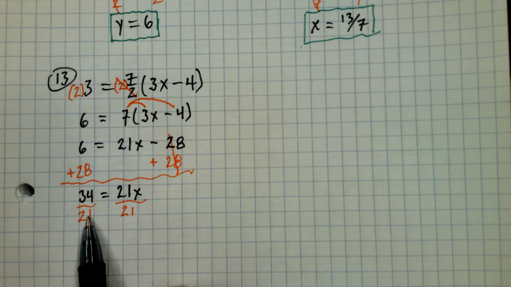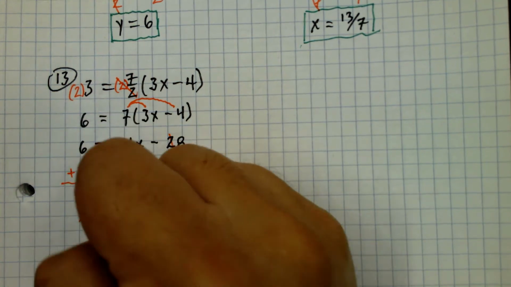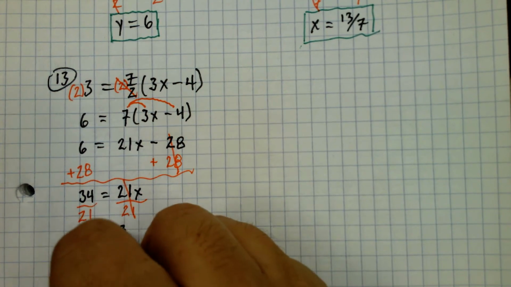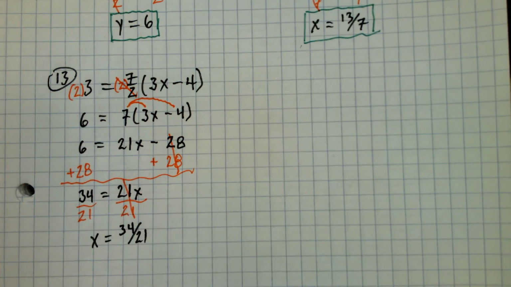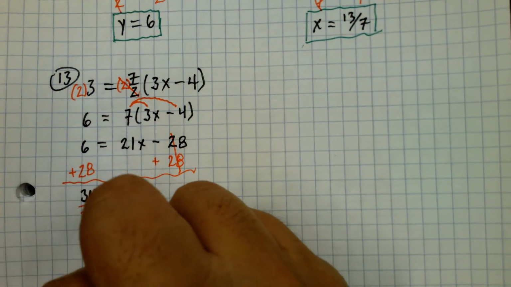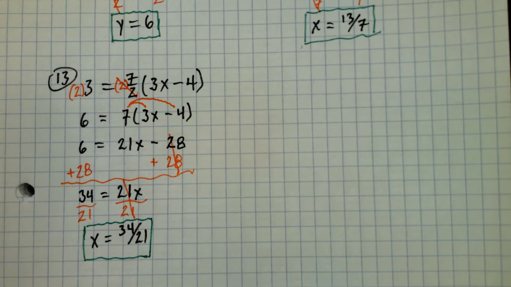34 over 21. I don't think I can reduce that, because 21 is just 7 and 3. And 34, no, I don't see anything. Let's just leave it as a fraction like that. Our final answer is 34 over 21. It's an ugly fraction, but that's the solution. We'll just leave it that way.